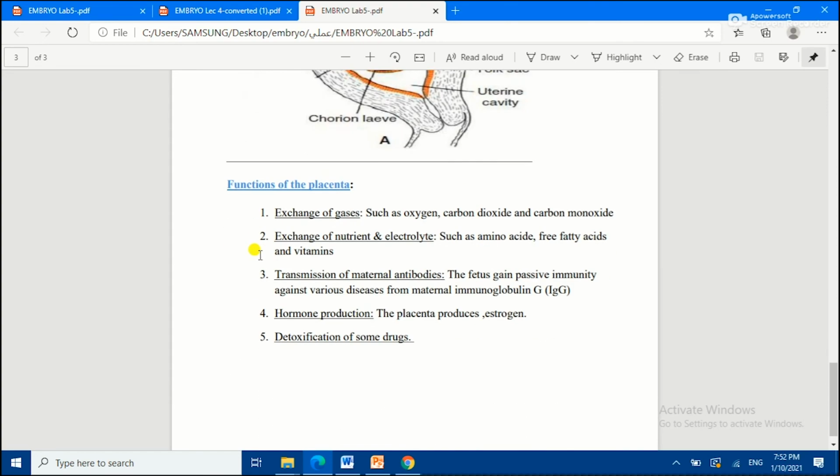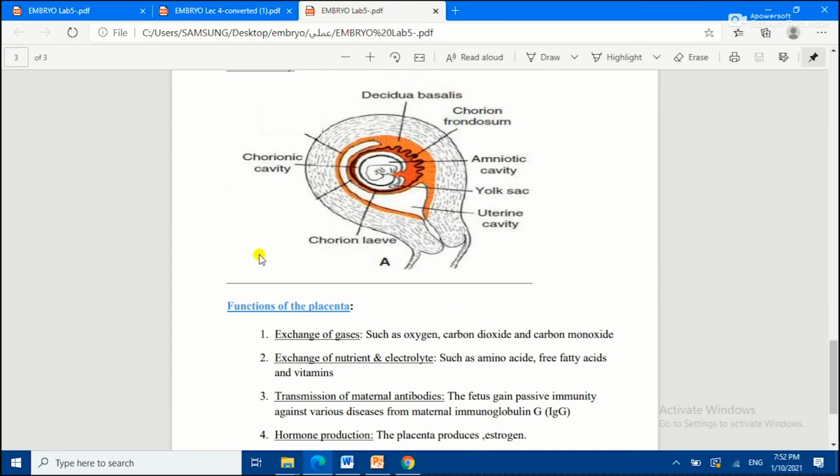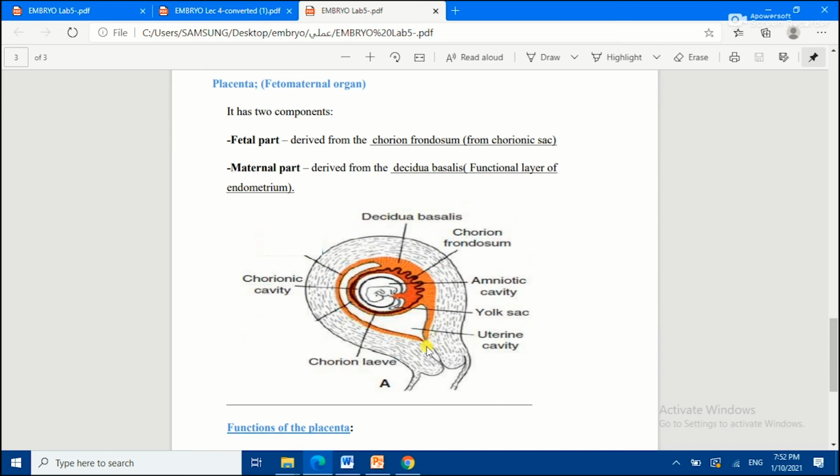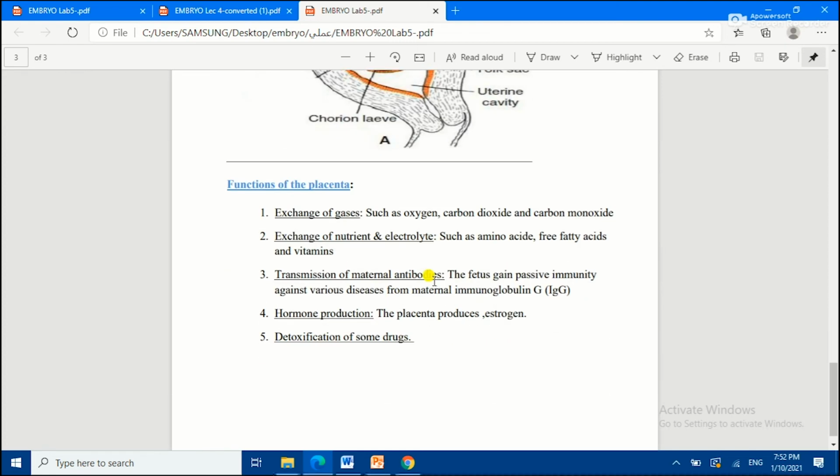Now we come to the functions of the placenta. Where is the decidua basalis and where is the chorion frondosum? This is all you are requested from it. So let's see what the functions of the placenta are.